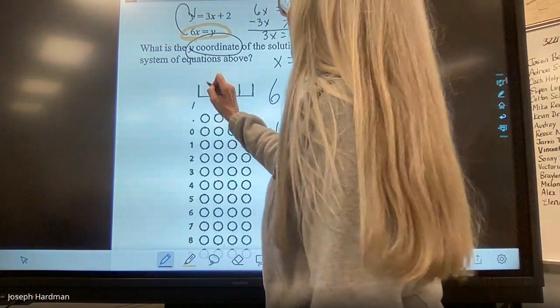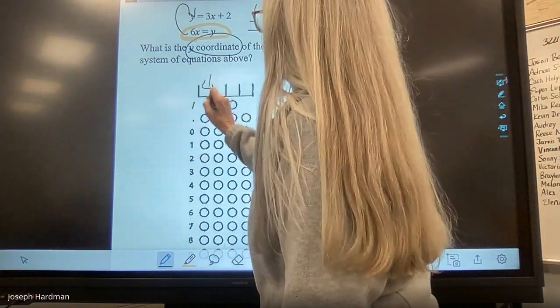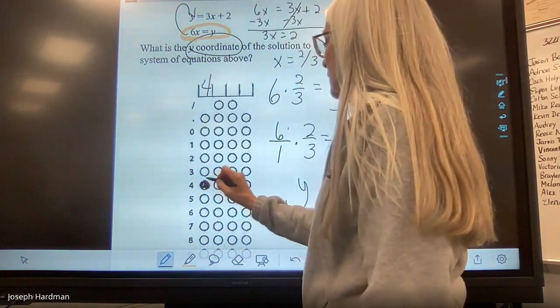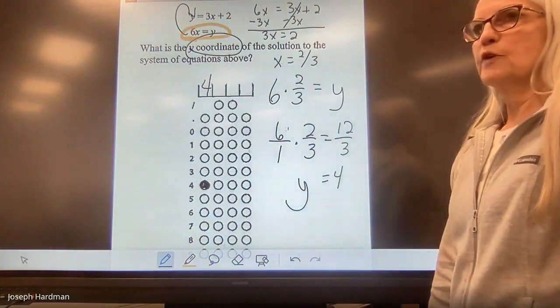And then you can put it anywhere here. Just make sure that you bubble in the correct circle when you put it in your grid.